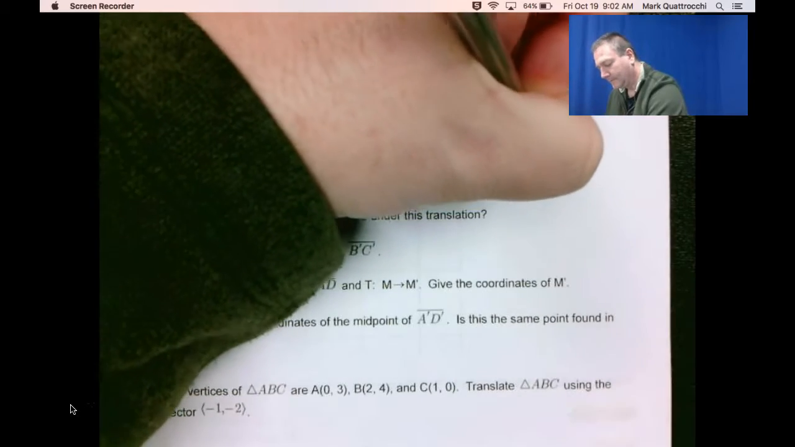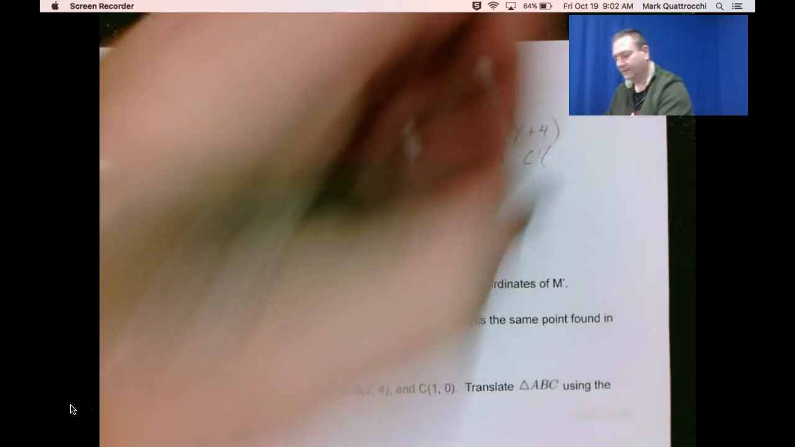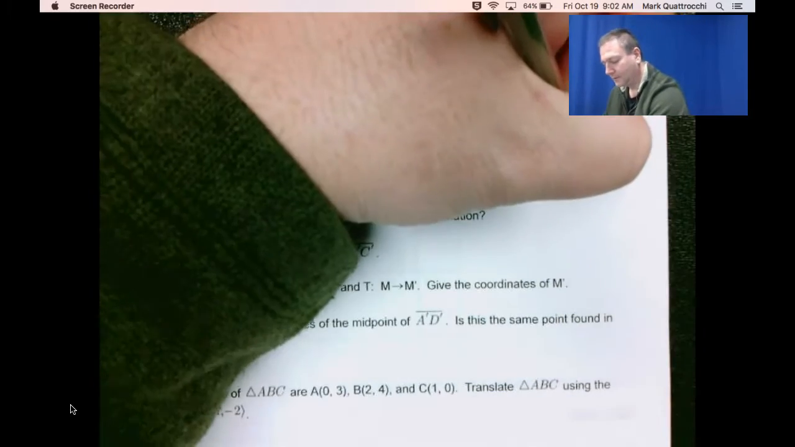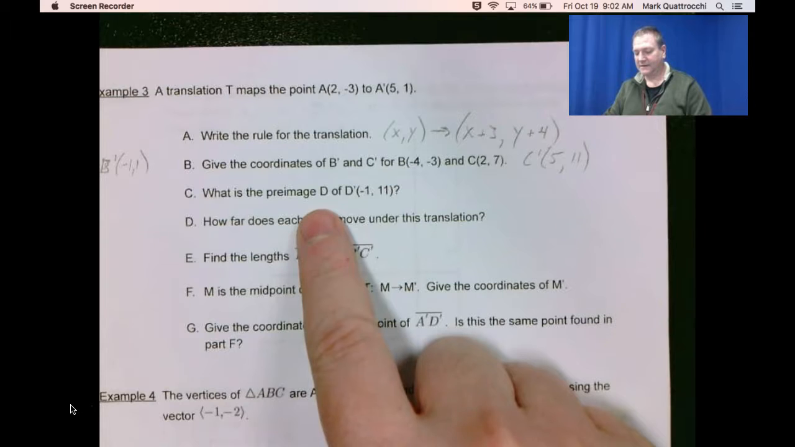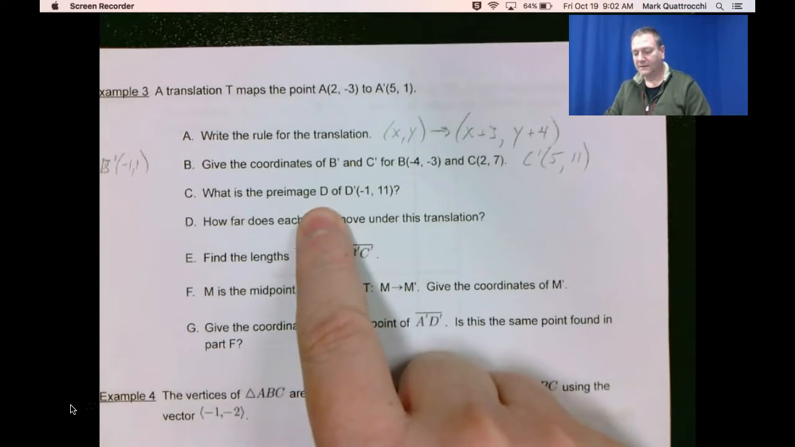C prime, 2 plus 3, 5. 7 plus 4, 11. So B prime and C prime. All right. From D to D prime, what was the preimage?